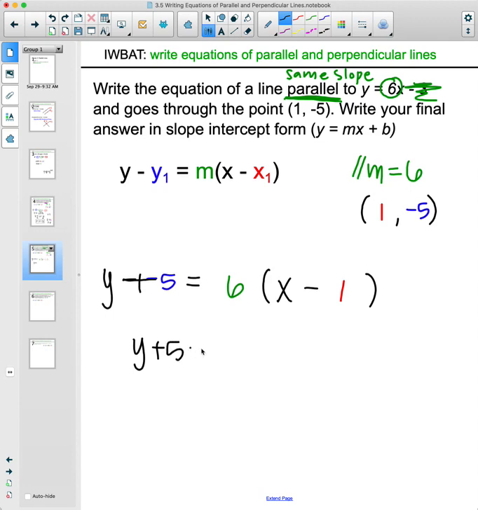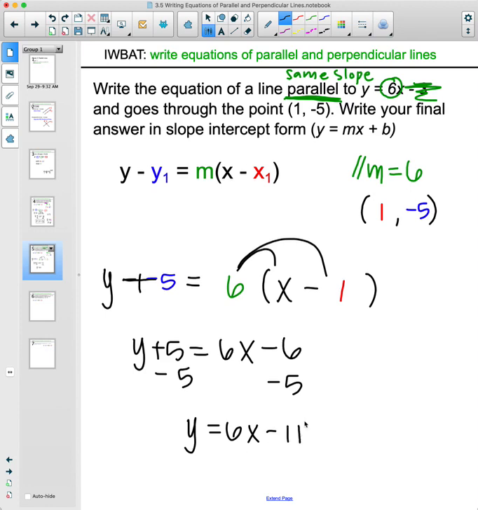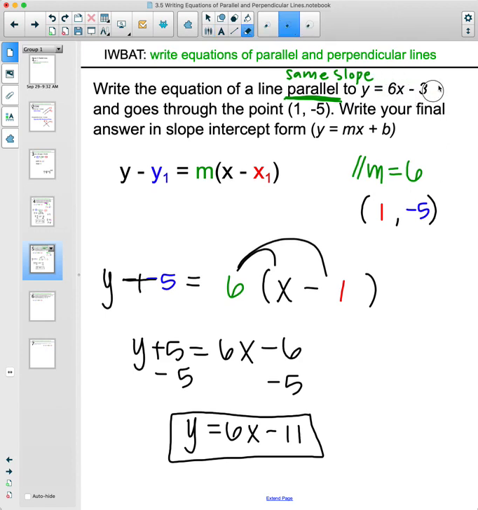And then we'll solve for y. So we'll distribute this 6 in. So we'll get 6x. 6 times negative 1 is negative 6. Then to solve for y, we'll subtract 5 to both sides. So we get y equals 6x. Negative 6 minus 5 is negative 11. So this equation is parallel to this original one, okay, and it goes through the point 1, negative 5.